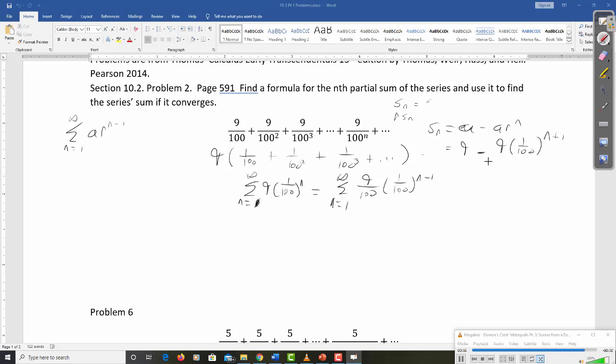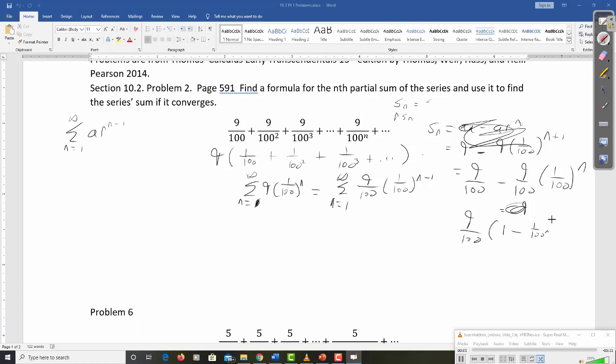Okay, now we can say this. A is now 9 over 100, so 9 over 100 minus 9 over 100 times 1/100th to the n. Okay. So, yeah, it actually came out pretty much what we expected to. If you factor out the 9 over 100, you get a 1 minus 1 over 100 to the n. So that's the formula for the nth partial sum.